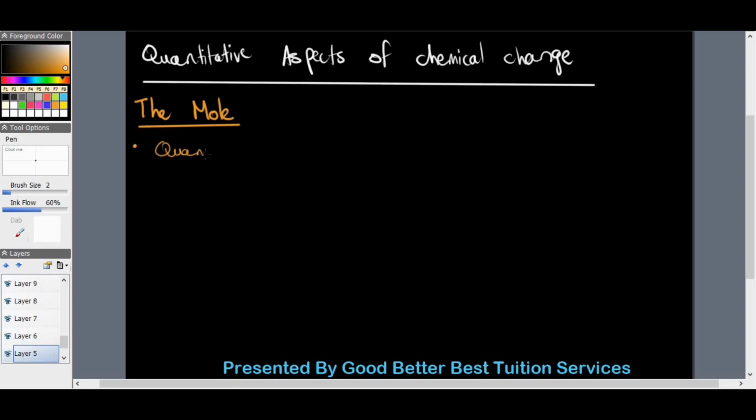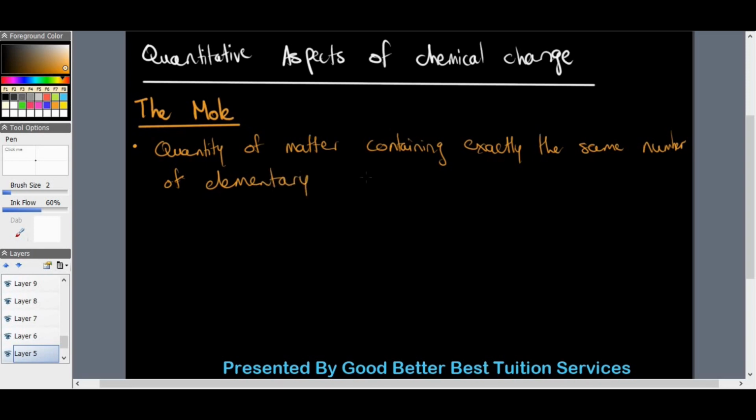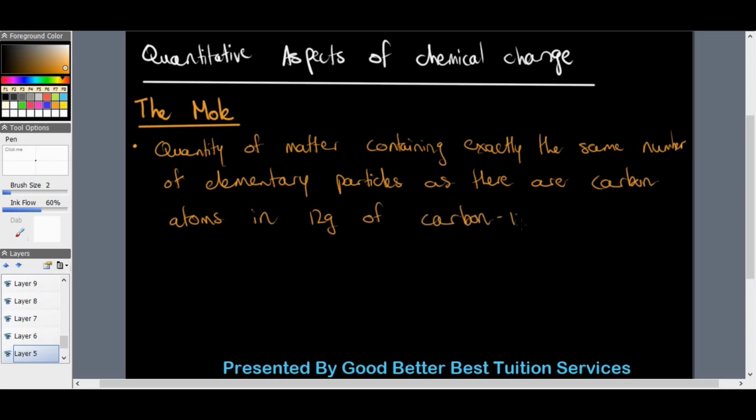But to pull up its definition again of what it is: the mole is that quantity of matter that contains exactly the same number of elementary particles as there are carbon atoms in 12 grams of carbon-12.